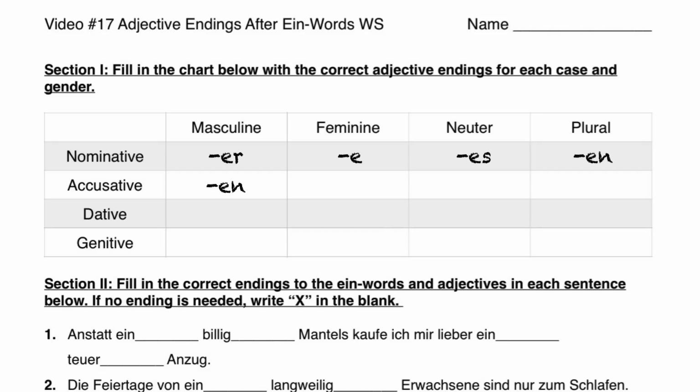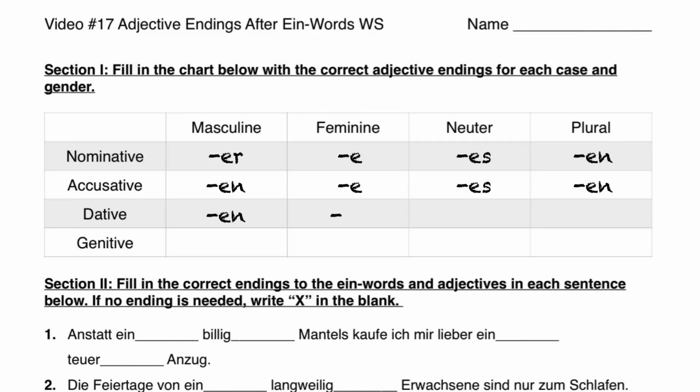In the accusative case, it becomes en for the masculine form, so it would be einen kleinen Mann. The accusative ones for the rest of them stay the same, so we have e for eine kleine Frau, es for ein kleines Mädchen, and keine kleinen Kinder for the plural.